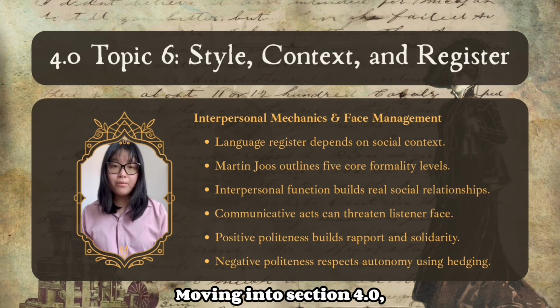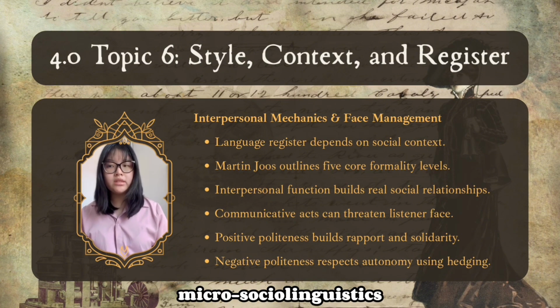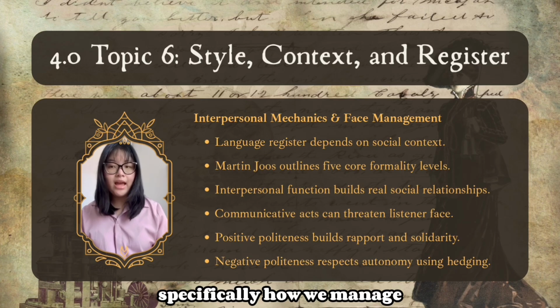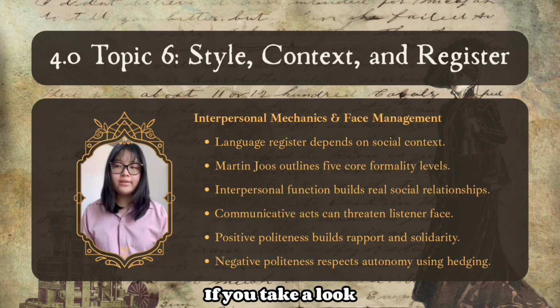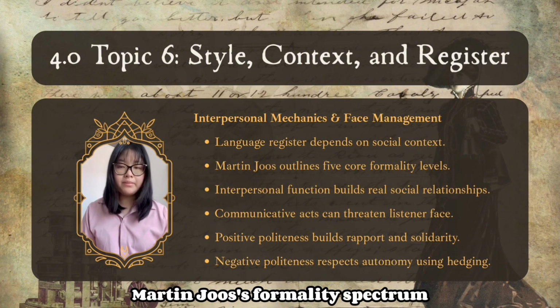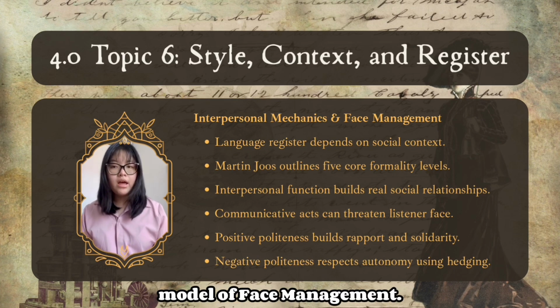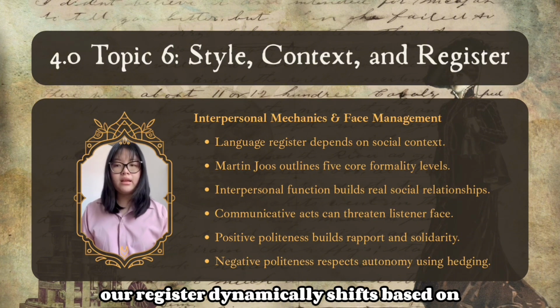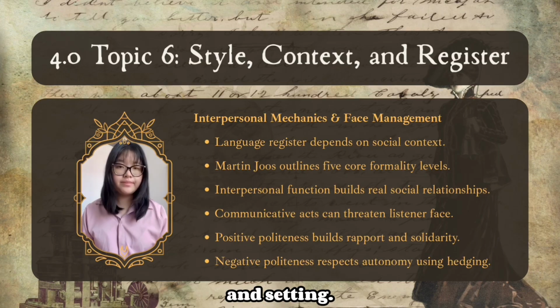Hi everyone! Moving into section 4.0, we are stepping into micro-social linguistics to look at style, context, and register. Specifically, how we manage politeness in real-world interactions. If you take a look at this slide, we have laid out Martin Joos's formality spectrum alongside Brown and Levinson's model of face management. Notice how language isn't static. Our register dynamically shifts based on social distance, relative power, and setting.